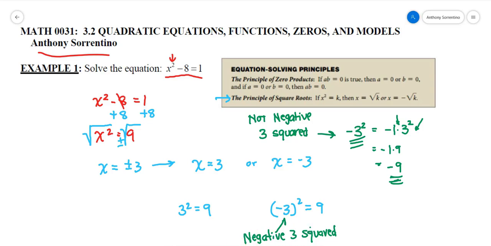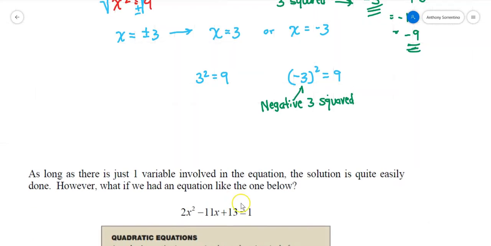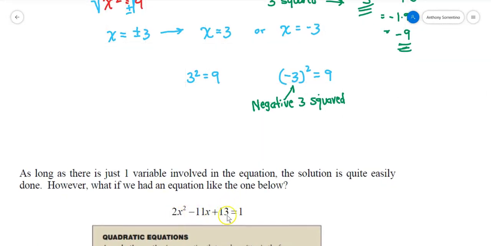If I just scroll down a little bit here, what if I have an equation that looks like this? Notice this one has an x squared term and an x term. Those terms cannot be combined in any way. So I basically have two different terms I have to consider here, and there's no way to combine them.